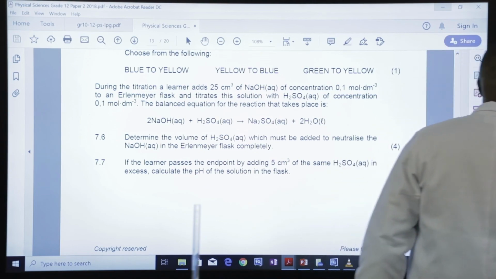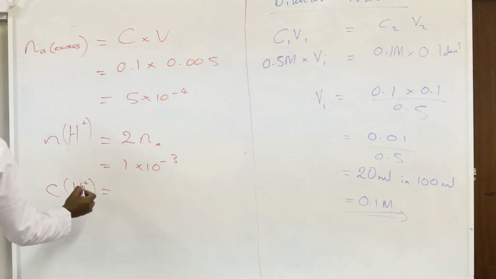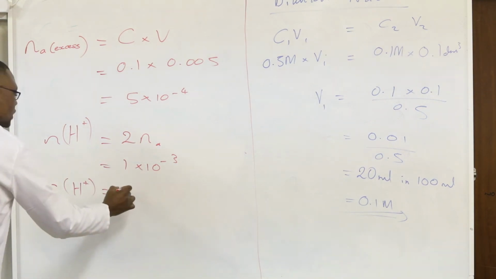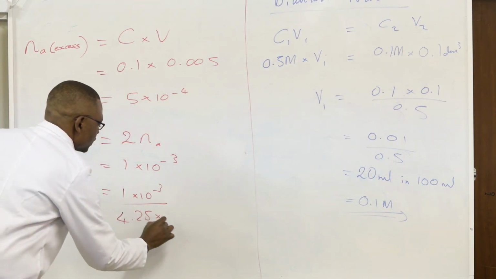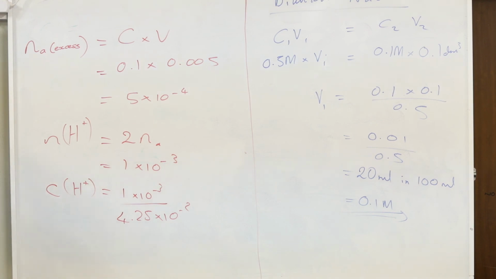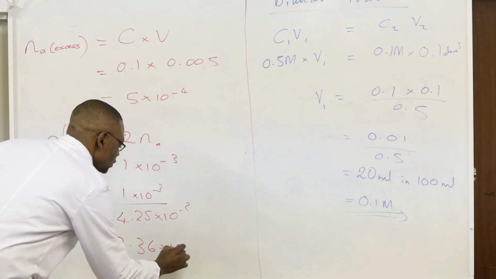So the concentration of the H plus excess ions is going to be, since this is number of moles, 1 times 10 to the power minus 3 divided by the volume, where our volume will now be 4.25 times 10 to the power minus 2. So it will be 4.25 times 10 to the power minus 2. When we divide, if you take your calculator and punch these numbers, you see that the concentration is going to be equal to 2.36 times 10 to the power minus 2. So this is the concentration, 2.36 times 10 to the power minus 2.